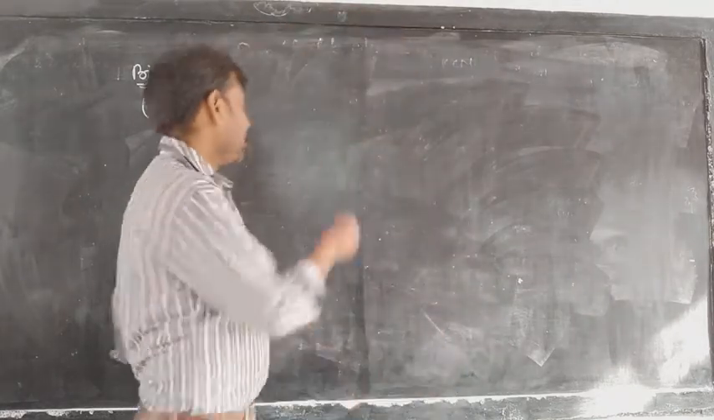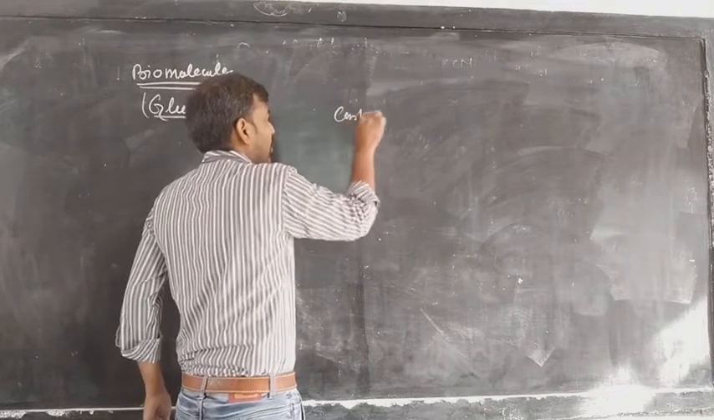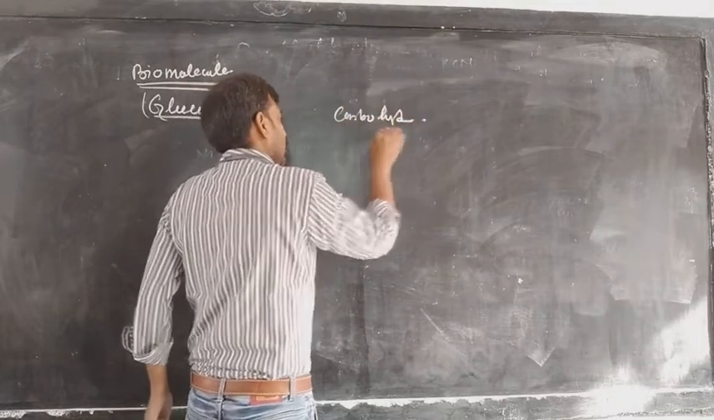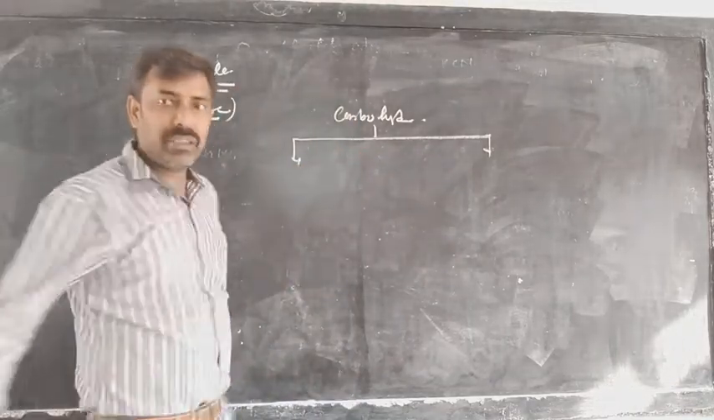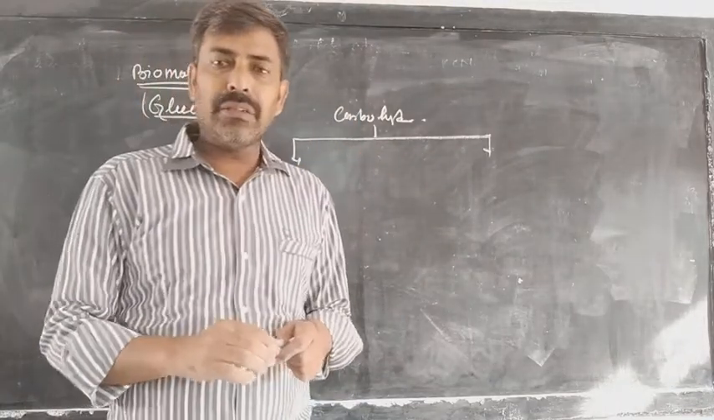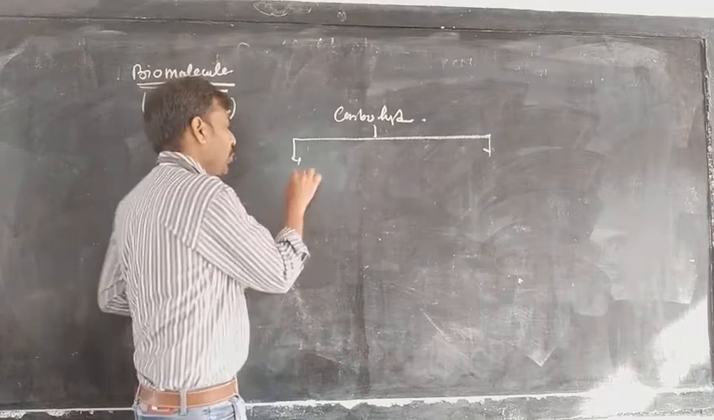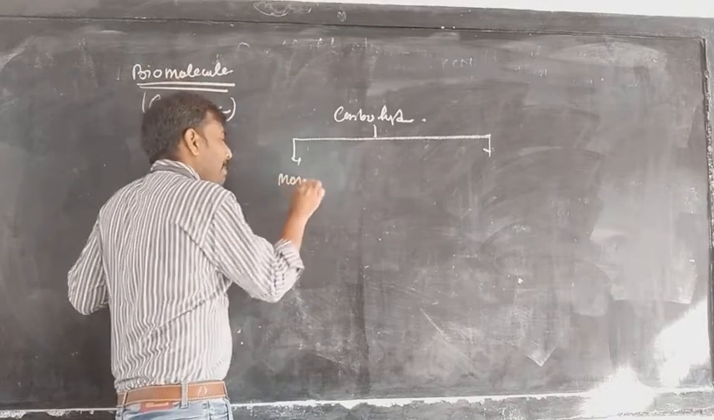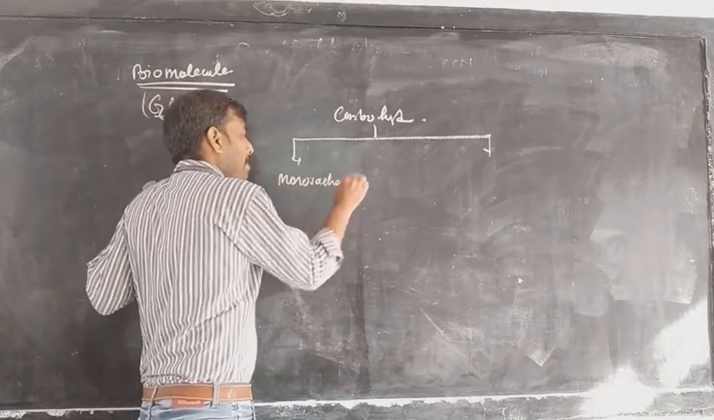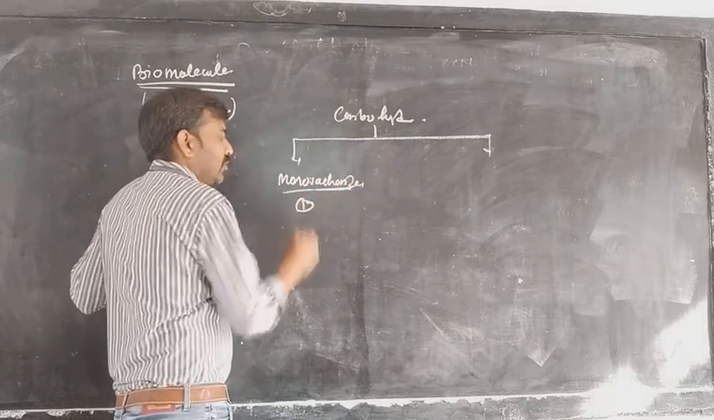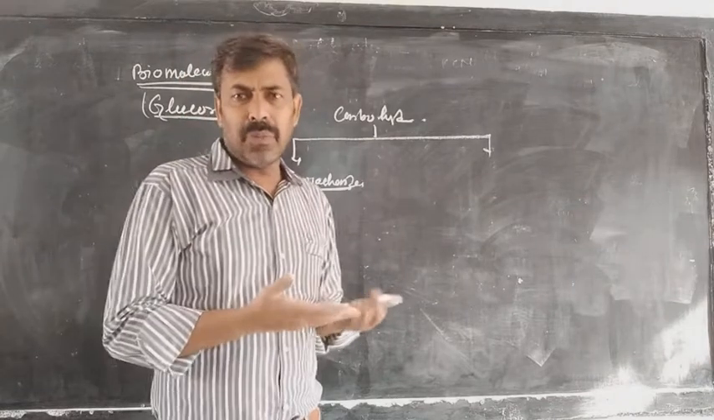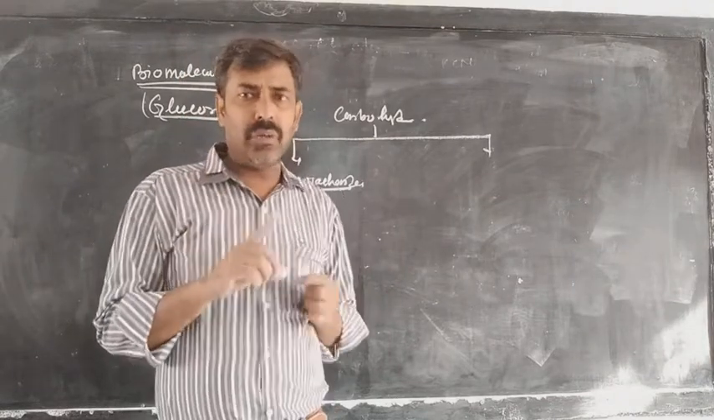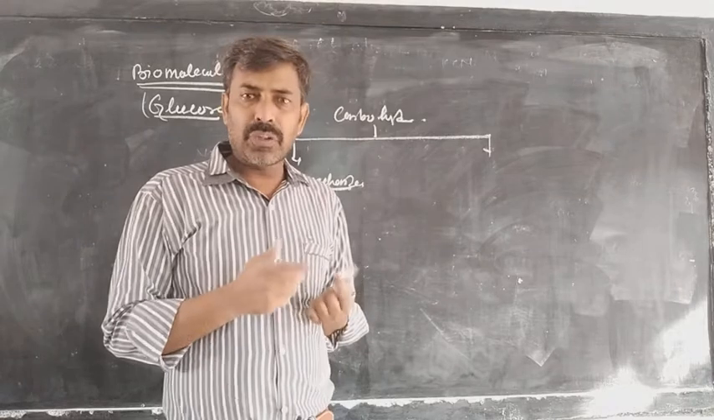When you talk about the carbohydrates, they have different categories. On the basis of number of units, you can categorize them into three different parts. The first one is called monosaccharides, having a single unit. For example, glucose, fructose, and those species which have only a single unit, that is called the monosaccharide.